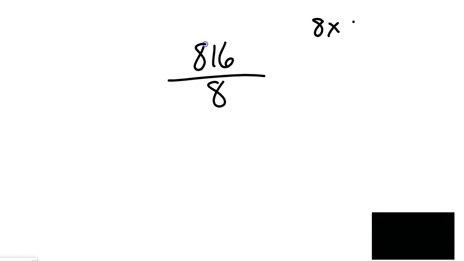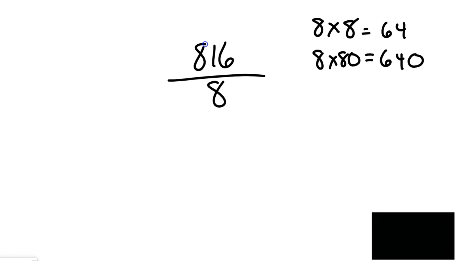So another one that we did in class today, 816 divided by 8. And I asked myself, what can I take away from 816? A big number that 8 goes into that I could take away from 816. Well, let's see. 8 times 8 is 64. So that means 8 times 80 would be 640. That's a nice number to take away from 816. That's a big number to take away.